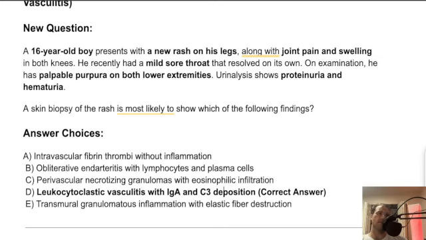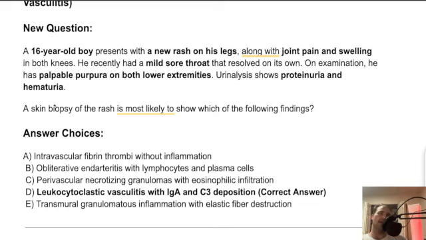So let's break this down and look at some other answer choices as well. We know it's a type 3 hypersensitivity reaction. We know it activates complement, so C3, that causes inflammation and vessel damage. We know that it has leukocytoclastic vasculitis and fibrinoid necrosis. Why? Because fibrin deposits in the wall, and there's perivascular neutrophils and nuclear debris and the depositions.